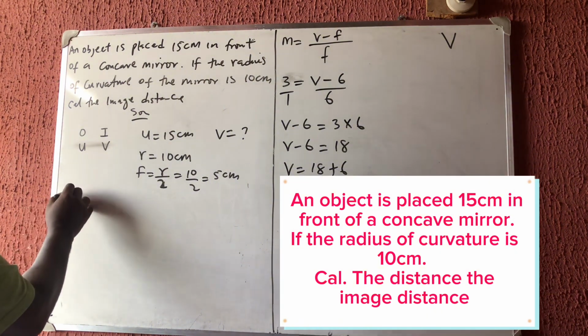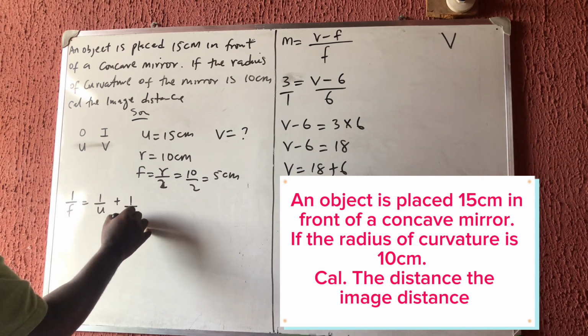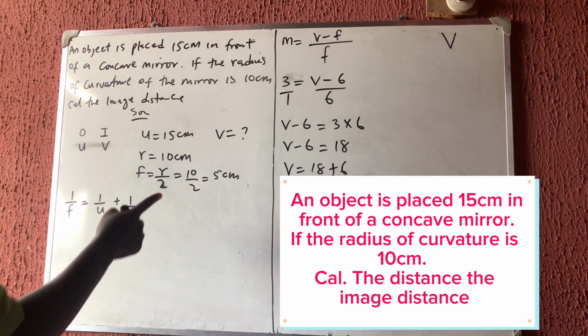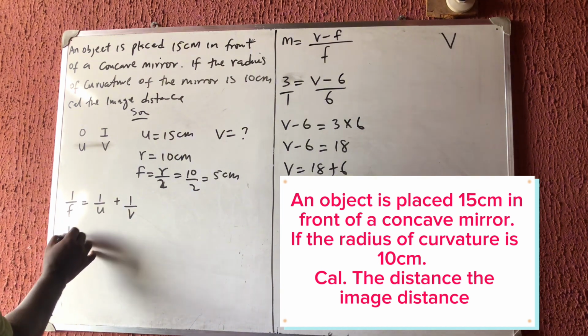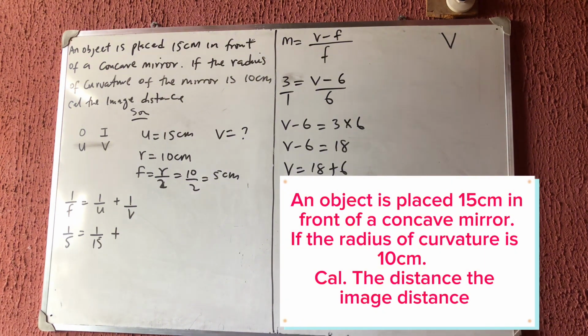You should remember that 1 over F is equal to 1 over U plus 1 over V. This is a very important formula you need to know. So let us place everything. I'm going to have 1 over 5 is equal to 1 over 15 plus 1 over V, which I'm looking for.